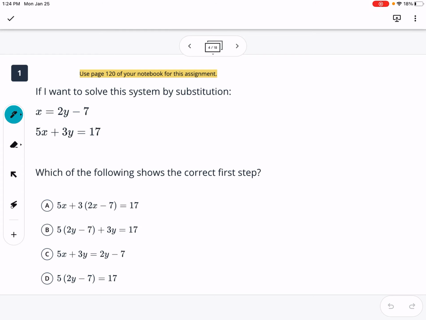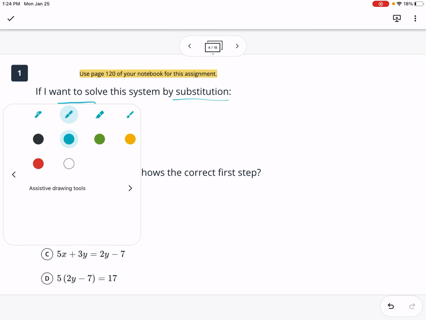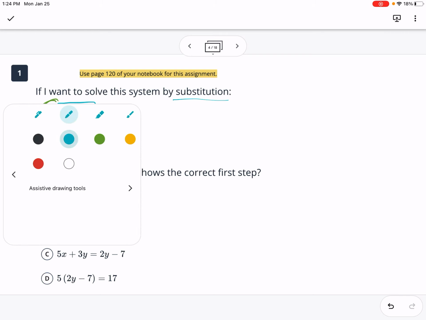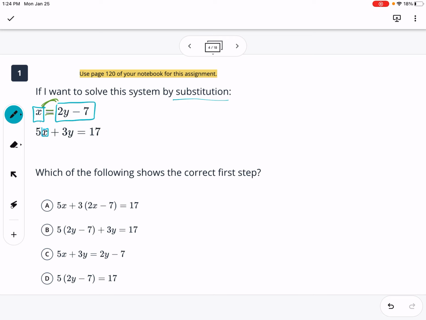In this question, it asks if I want to solve this system by substitution, which of the following shows the first correct step? So let's take a look at these equations. What this shows me is that x is equal to 2y minus 7. So this equal sign means that these two things are the same. So what I can do with that information is this x, which is the same as this x, is also the same as this 2y minus 7. So what I can do is substitute this 2y minus 7 in for x.